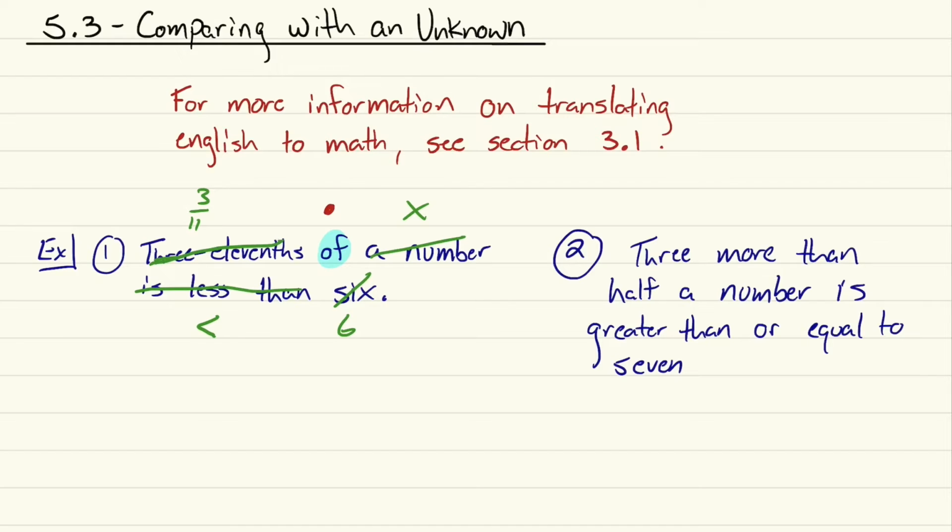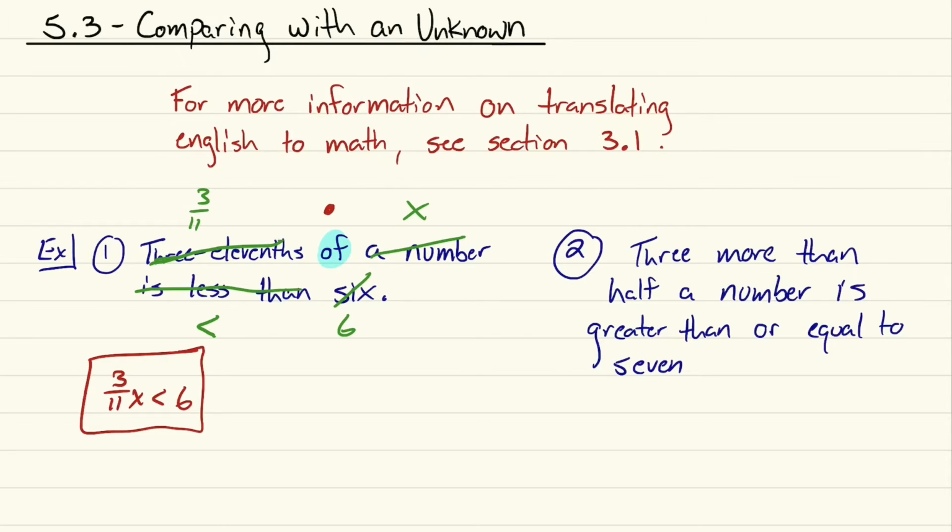So a lot of times when we say 3/11ths of a number or 3/11ths of something or something of something else, that's going to mean that we multiply them. Putting that all together, that gives me 3 over 11 times x is less than 6, and that gets me to my inequality.